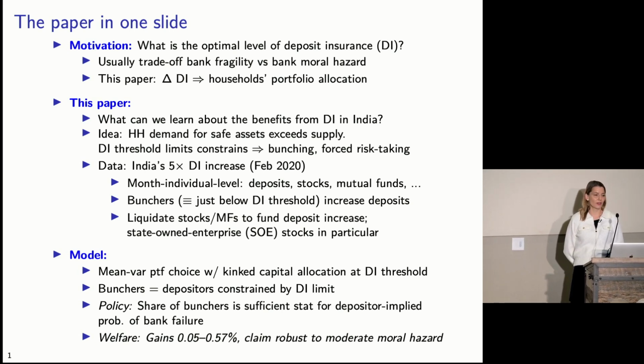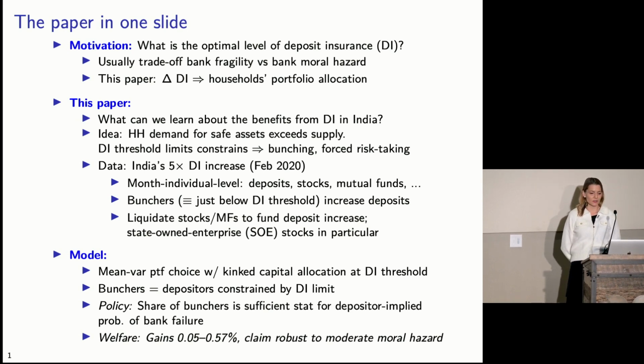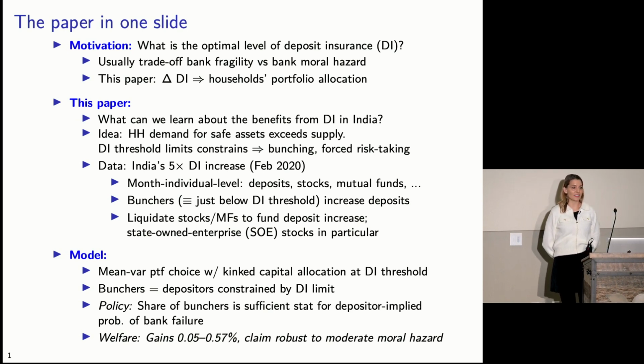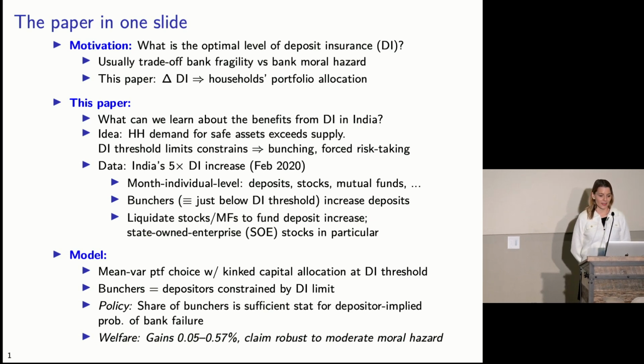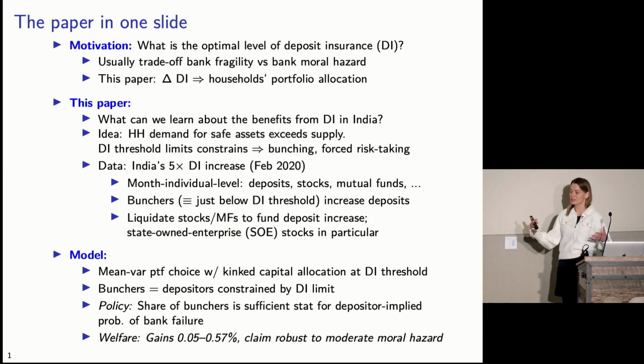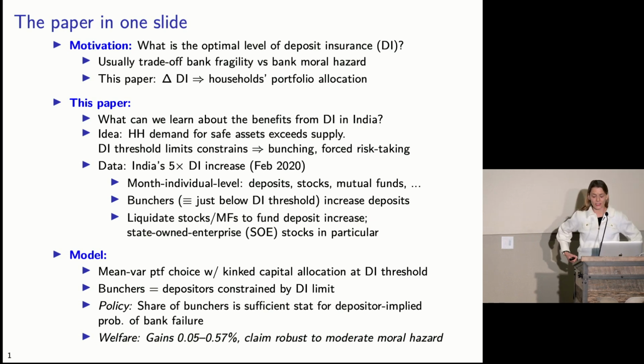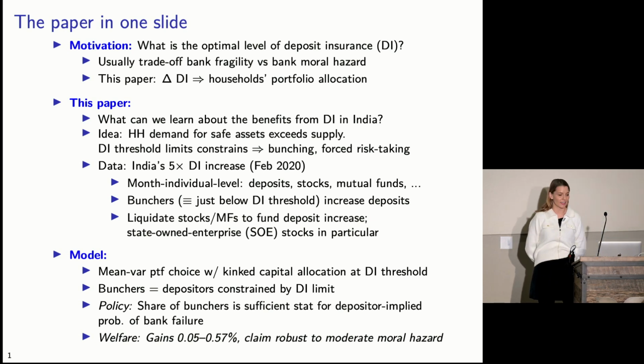So what can we learn about the benefits from deposit insurance in India? So the paper is really based on the idea that households' demand for safe assets exceeds its supply, and therefore the deposit insurance threshold or the limit acts as a constraint basically on how much risk-free assets are available, that leads to bunching and forced risk-taking.